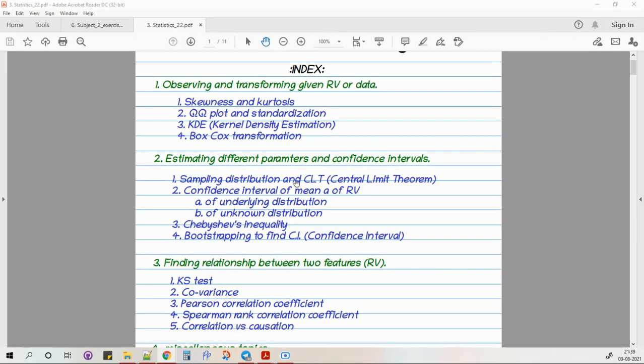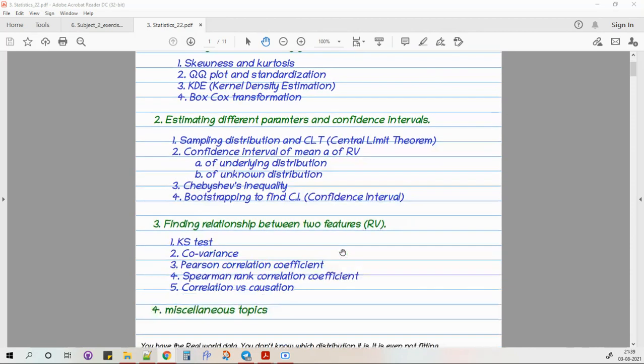There will be this CLT, central limit theorem, beautiful one. Then confidence interval, like what is the confidence interval, in which interval you can confidently say your particular parameter would be there. And by parameter, it can be mean, median, or anything that you want to predict, right? Then we will cover Chebyshev's inequality and bootstrapping, the modern technique, you can say.